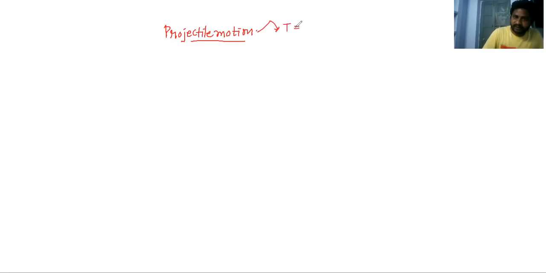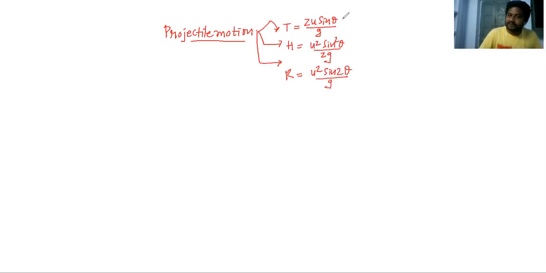For example, time of flight we have discussed, which is 2u sin theta by g. What is u? What is theta? Everything. Maximum height of a projectile is u square sin square theta by 2g. This you also discussed. And the range of a projectile is equal to u square sin 2 theta divided by g. These are the three expressions we have already done, yes or no, including the basic numericals we have done on this.